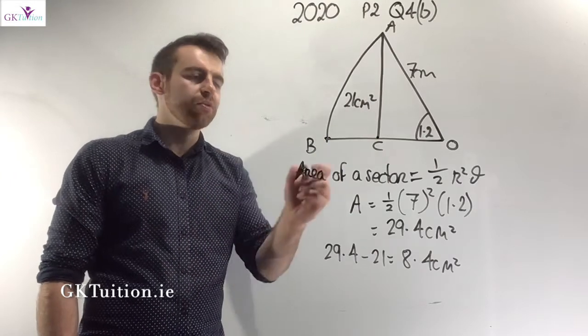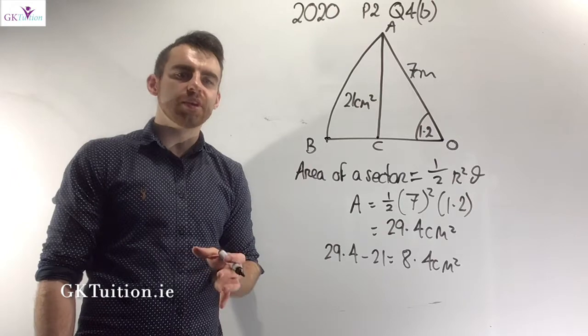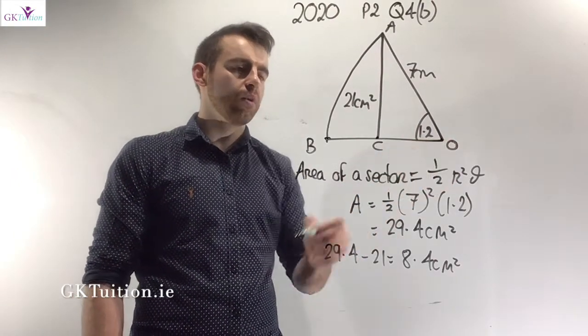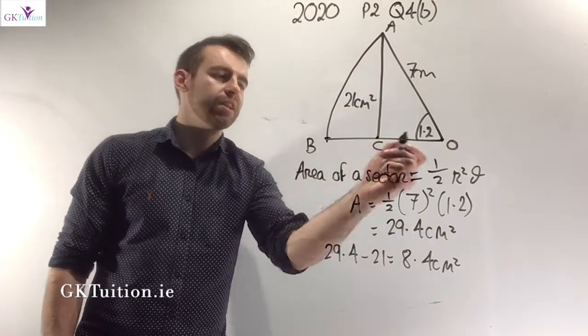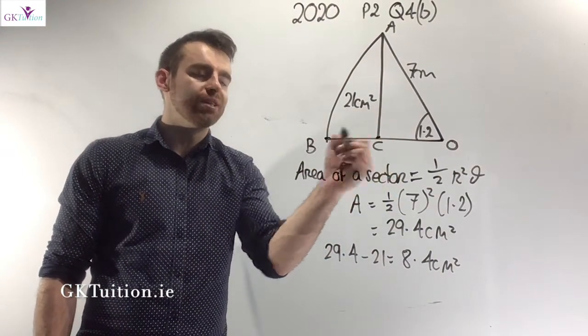The key is that you know the distance from B to O is 7 centimeters. So what we're going to do in this question is to first work out the distance from C to O. Once I've worked out the distance from C to O, I'll subtract it from 7 and I'll end up with the distance from B to C.